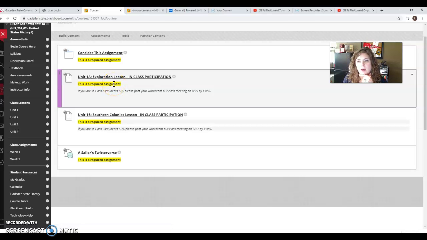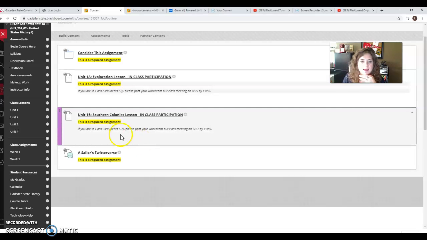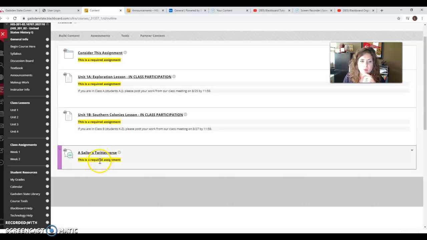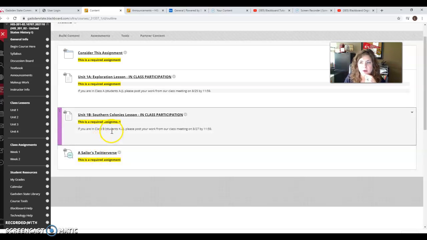And so doing that will help make sure that you have gotten your in-class participation and help keep us a little organized. I know that it can be confusing because it's Class A, Class B, and there's different lessons for different groups, but hopefully with a little bit of settling and now with these week folders, that we will be able to stay right on track.